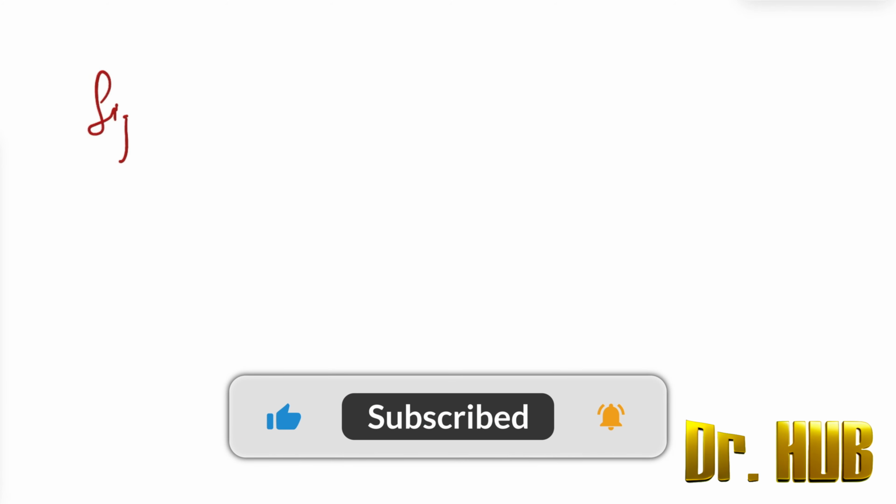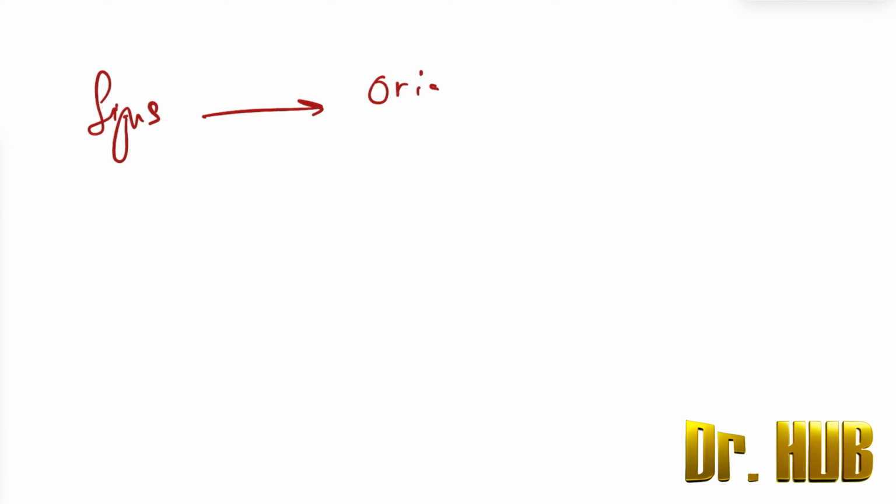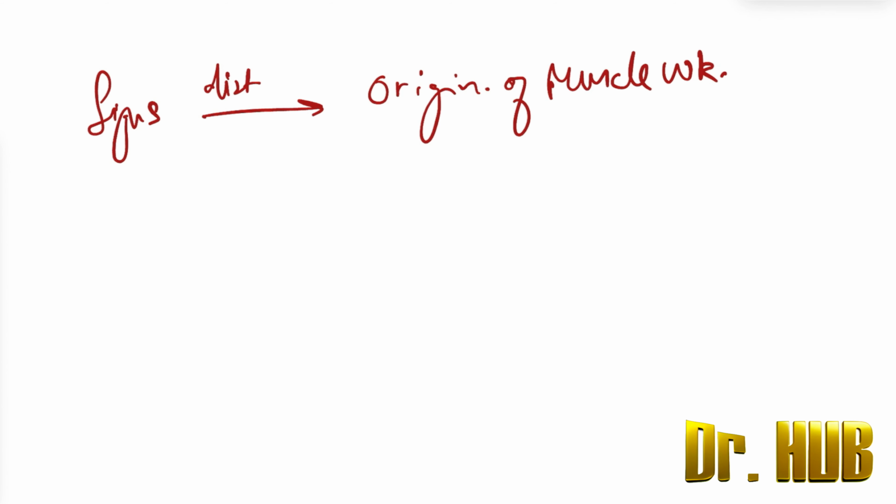Let's look at some signs that distinguish the origin of muscle weakness. So what distinguishes the origin of the muscle weakness? What does this include? First we are going to look at the upper motor neuron. We are going to focus only on the UMN.